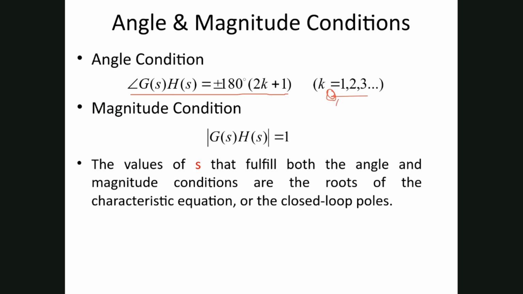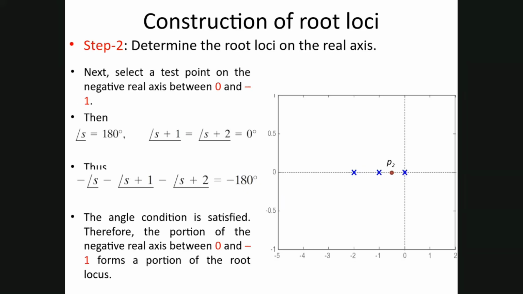So all the angles made by this point are coming out to minus 180 degrees. That means it satisfies the angle criteria, and that concludes that this point is definitely going to be a part of the root locus. Now let's take one more point.